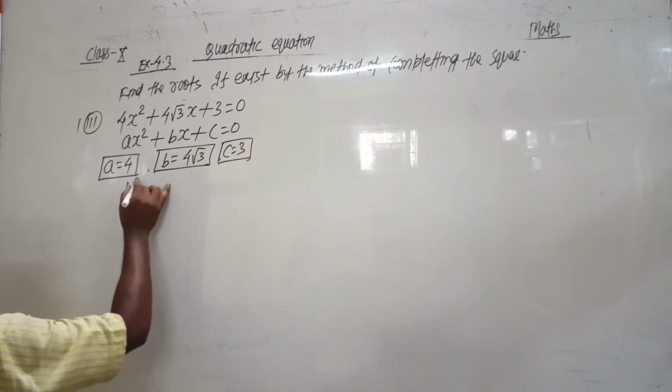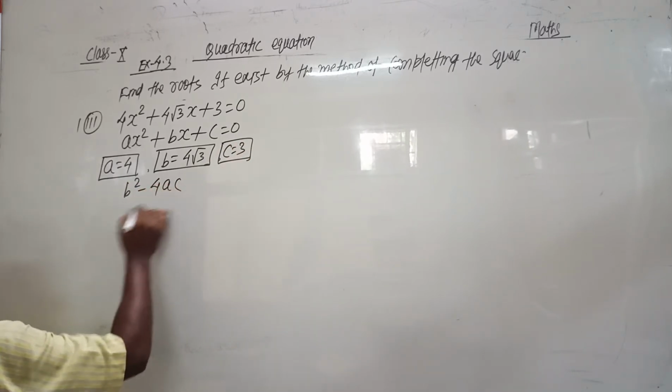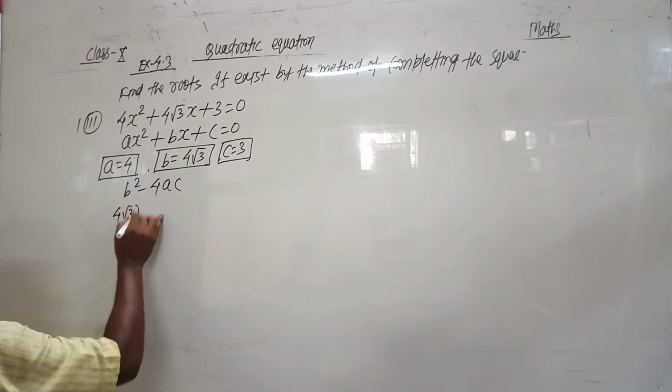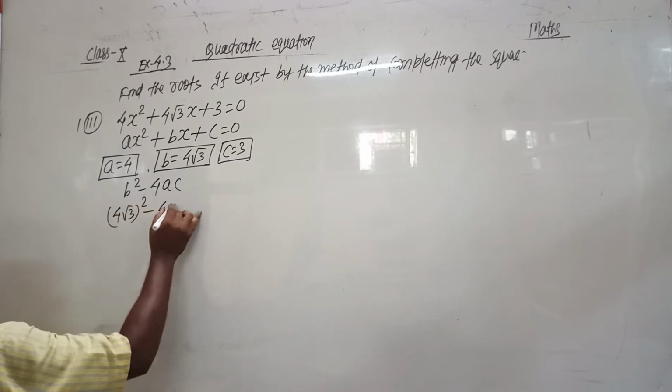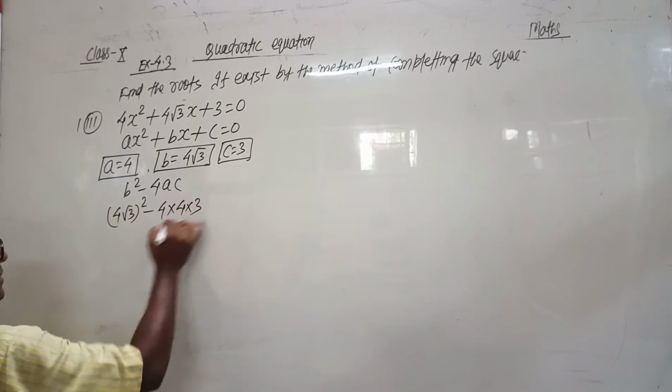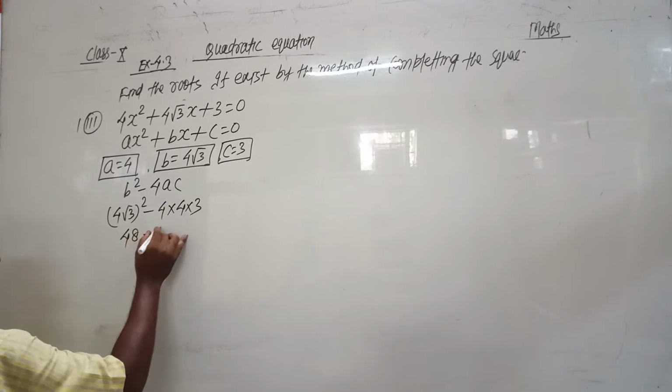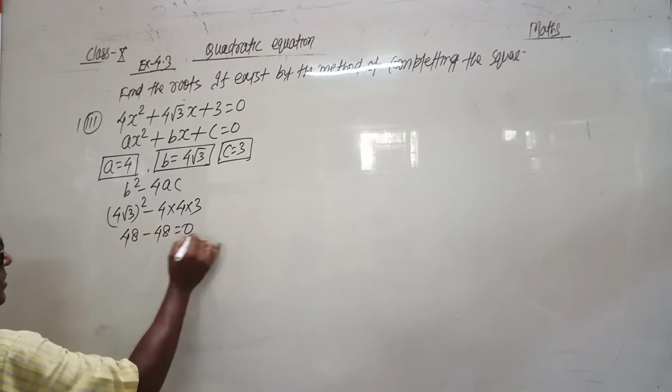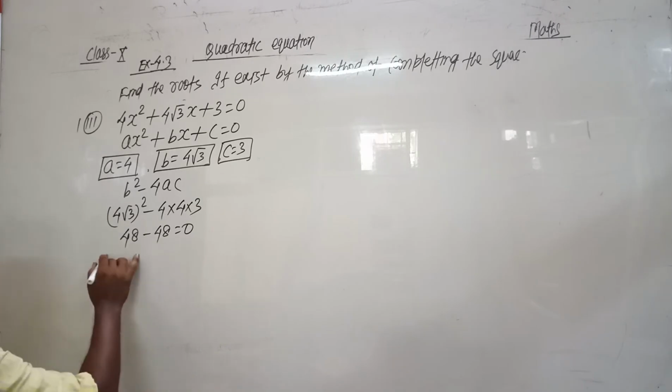So b square minus 4ac. 4 root 3 the whole square minus 4 into 4 into 3. This is 48 minus 48 equals to 0. So roots exist.